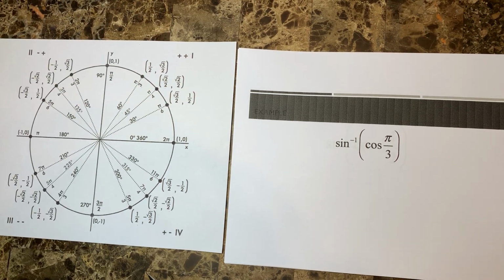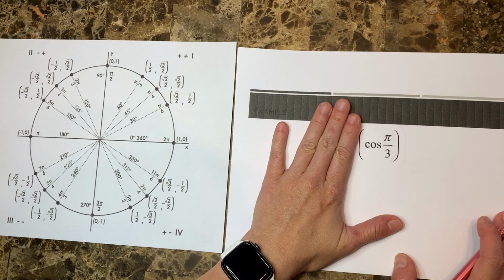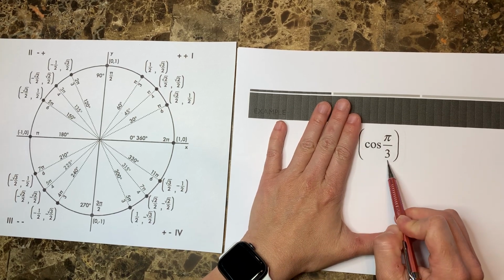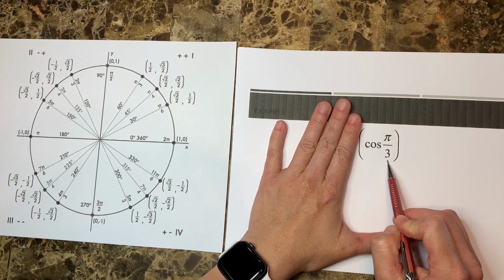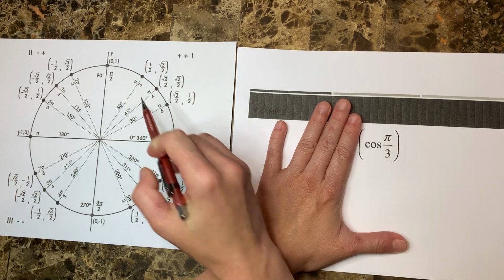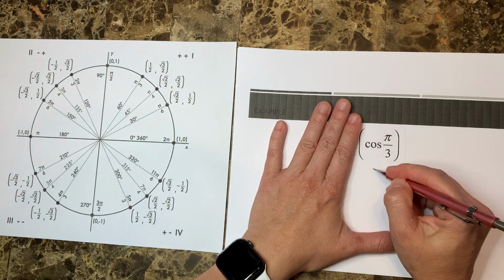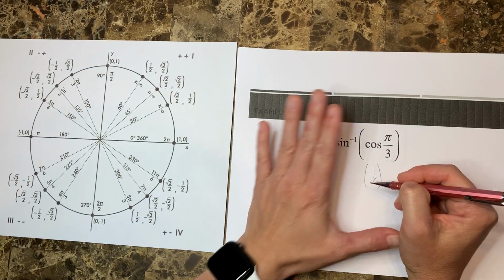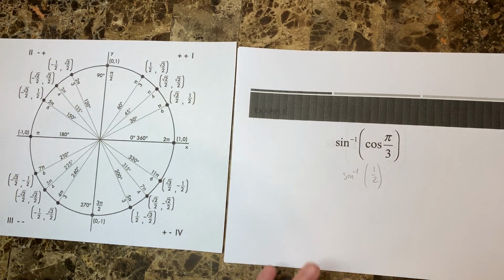Okay, here we go. So now I would like you to temporarily ignore this part. Ignore that and just tell me what the cosine of pi over 3 is. And again, if you have to refer to the unit circle, it's right here. The cosine is 1/2. So now my problem looks like this.